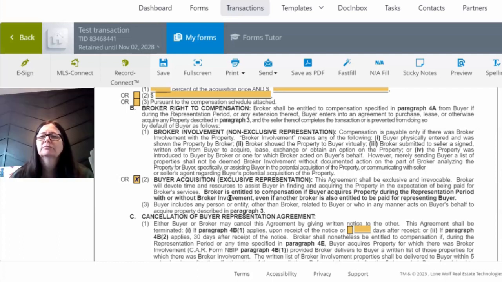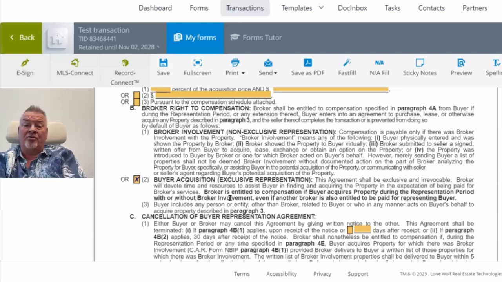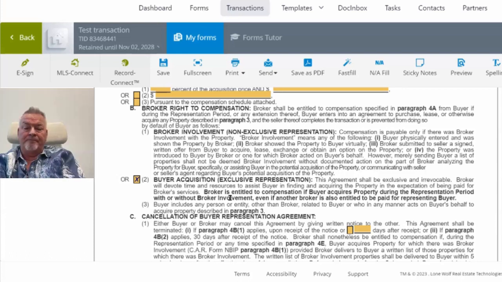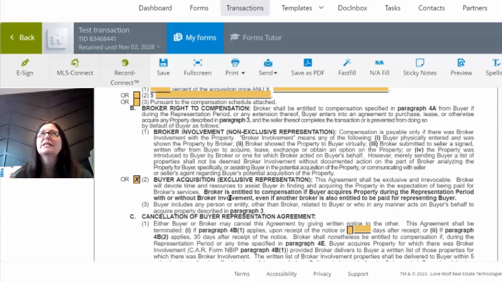So, documented the fact that you showed these properties those days, and then they went back and tried to buy it. And I surely would try to get a hand in it.